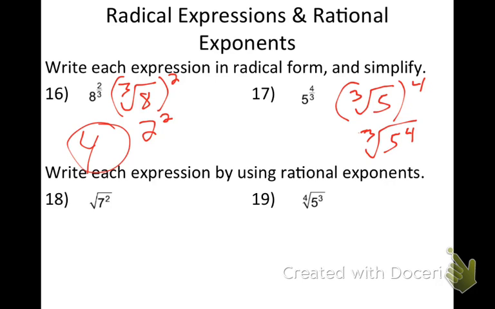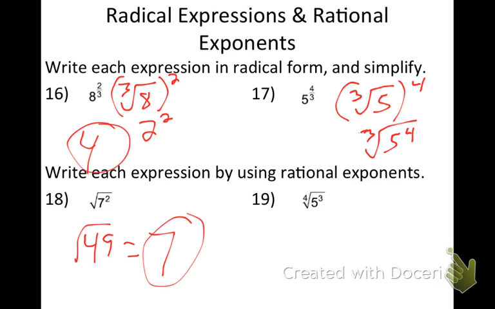What about number 18? The square root of 7 squared gets me what? Sean, tough one. What is it? 7. Yeah, I could do 7 squared, which is 49, and then the square root of 49 is still 7. Nice job.